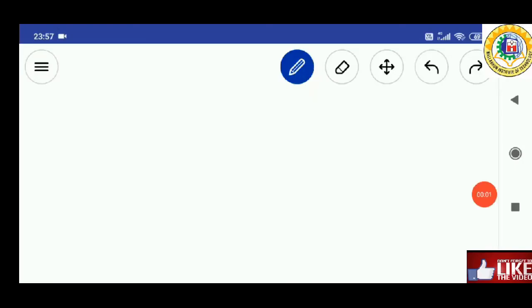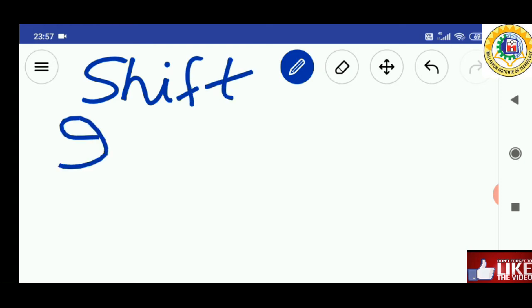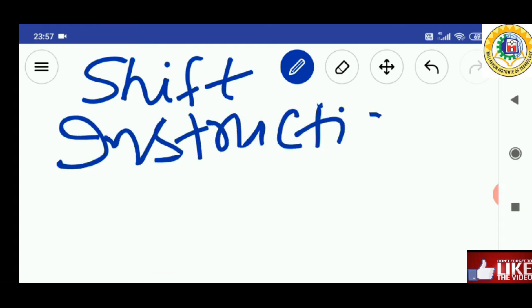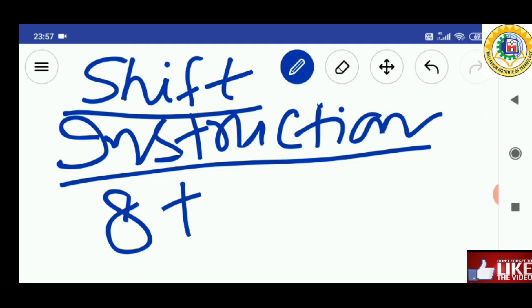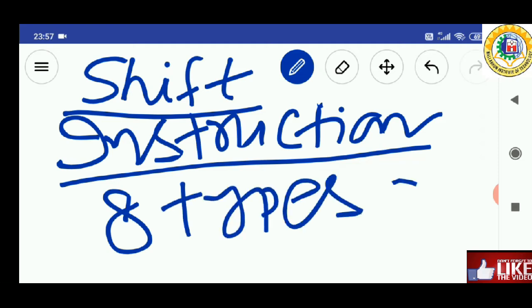Okay, so today we will discuss the different types of shift instructions. This shift instruction is actually grouped under the arithmetic instructions and logical instructions. So there are basically 8 types of shift instructions available in computer architecture programming.